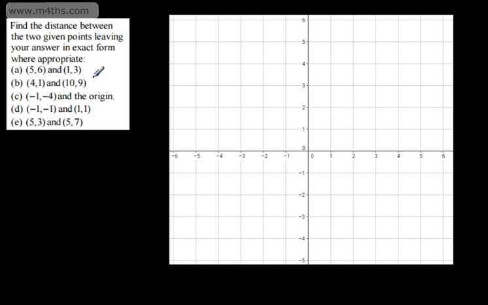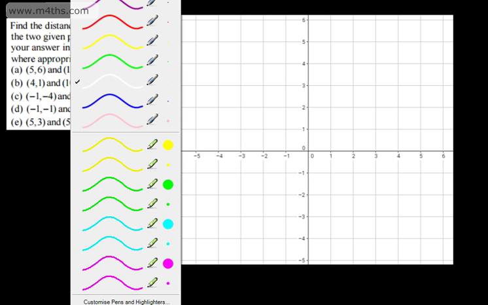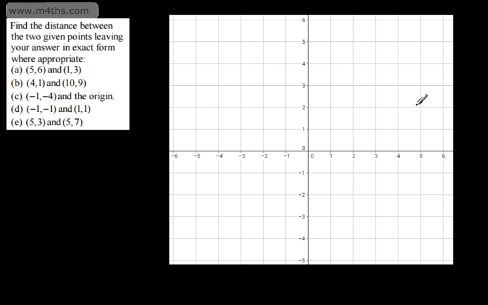We're asked in this question to find the distance between the 2 given points, leaving your answer in exact form where appropriate. As before, if it's in exact form, that means it's going to be in surd form, or square root, and we just write down what it is. Okay, first one, we got 5, 6, and we got 1, 3.